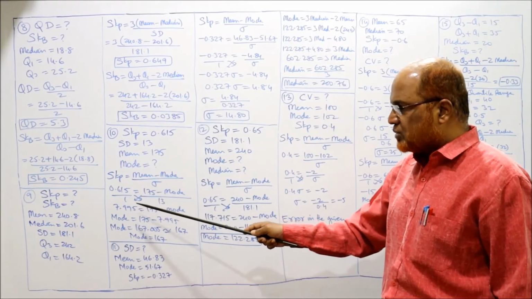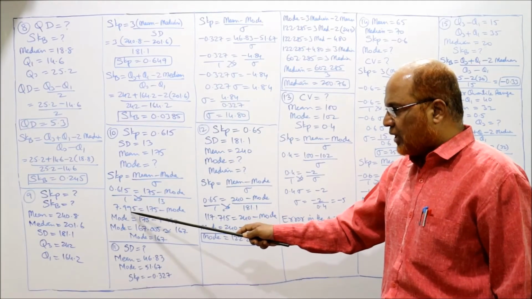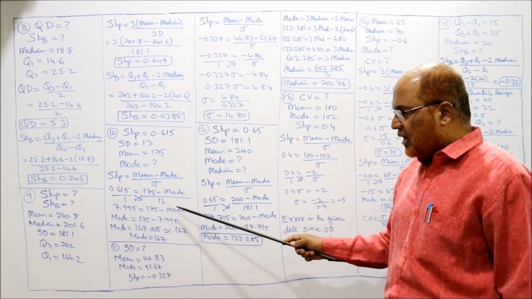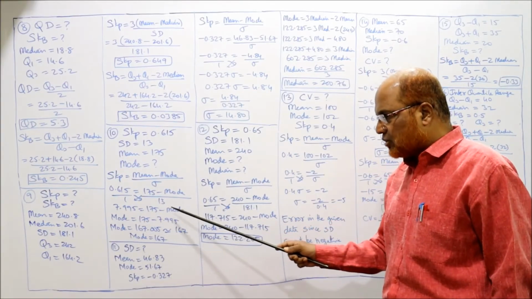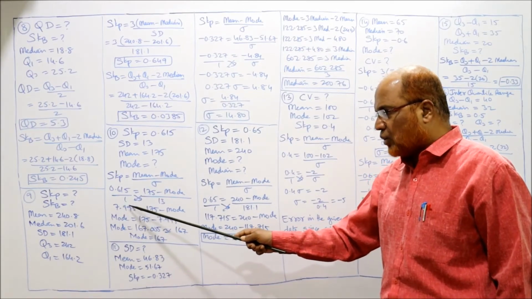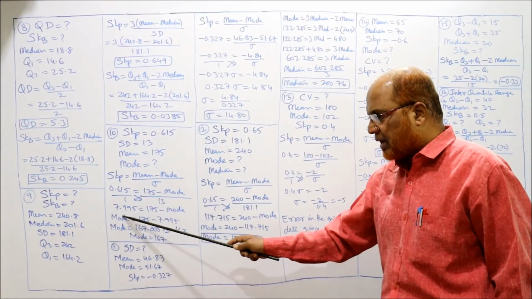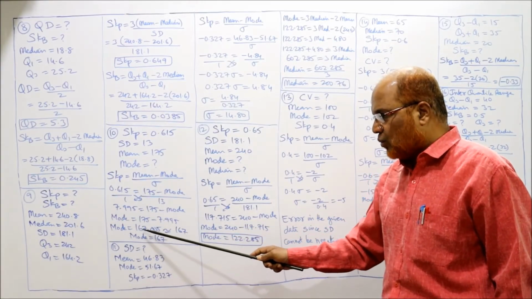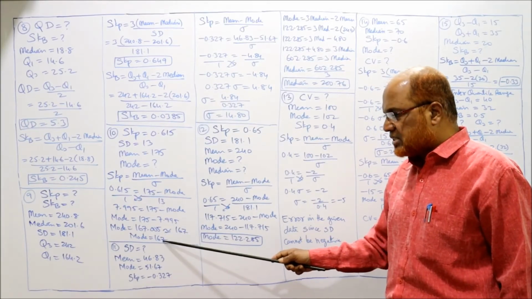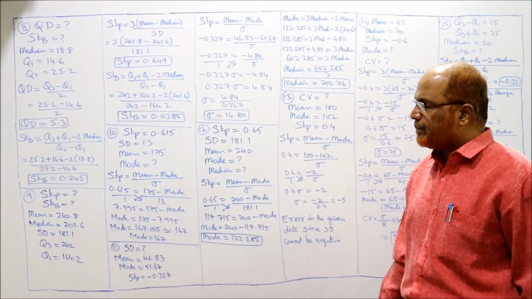Now simply if you cross multiply 0.615 into 13, you will get 7.995 is equal to 175 minus mode. Take the mode to the LHS. The minus mode will become plus mode, and take this 7.995 to RHS, it will become minus. This plus will become minus, this minus will become plus. So mode is equal to 167.005, equivalent to 167. It's very near to 167, so we can take it 167.